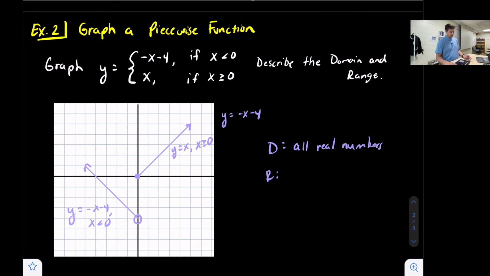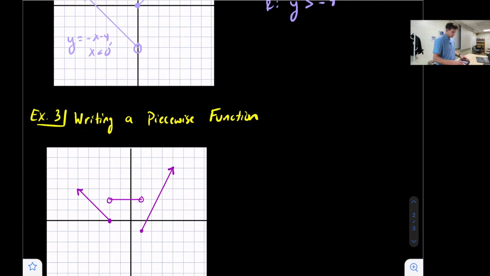And our range now, both of these graphs are going in the upwards direction, right? So we're gonna go up forever, but we have a lowest point, right? Our lowest point is here at -4. So we're gonna say y is greater than -4, right? And the reason we're gonna say greater than is because that is an open circle on -4. And so we're just gonna say our range is values that are greater than -4, right? We don't include -4, okay?